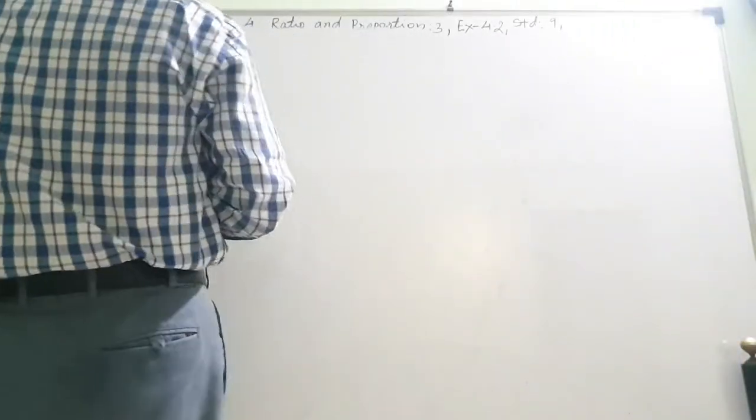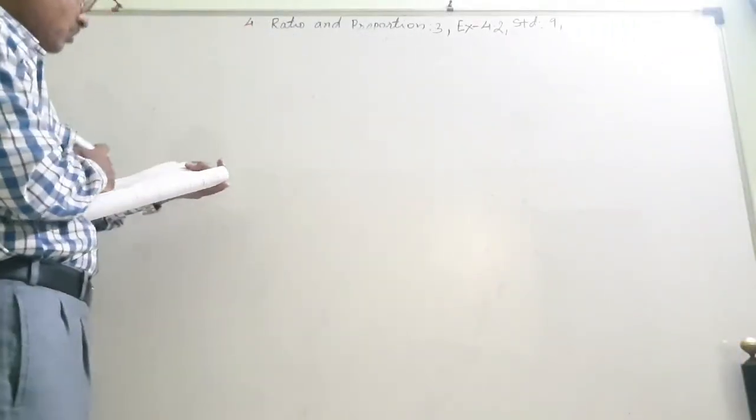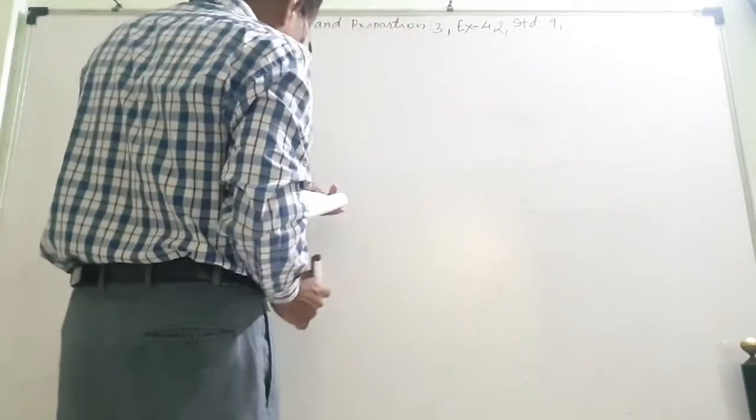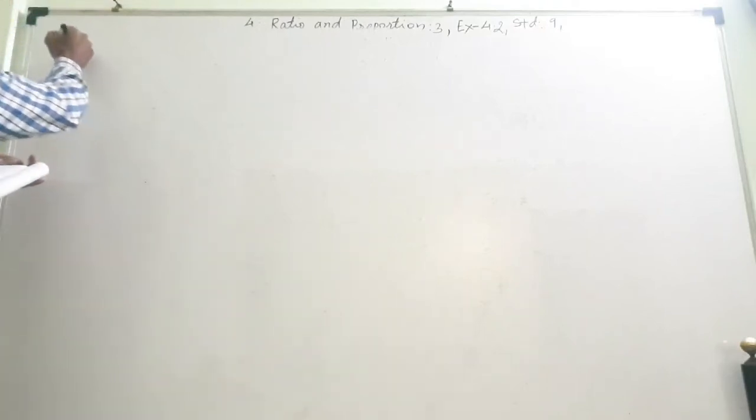So standard 9, lesson number 4, ratio and proportion. This is the third lecture, exercise 4.2. Question 1.